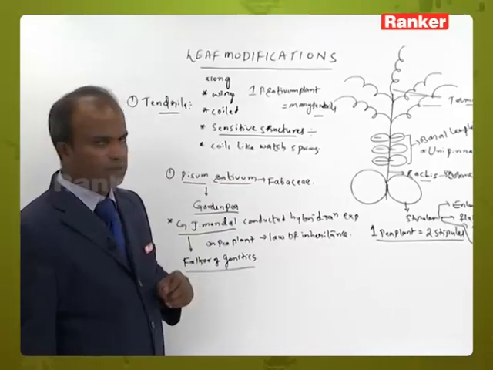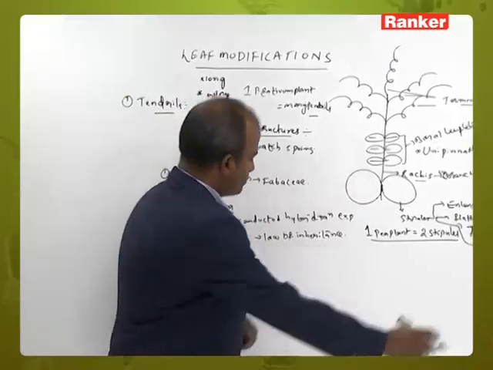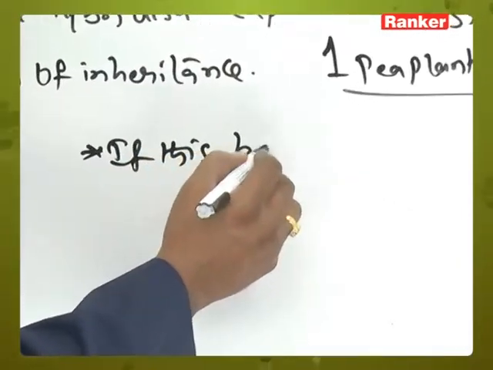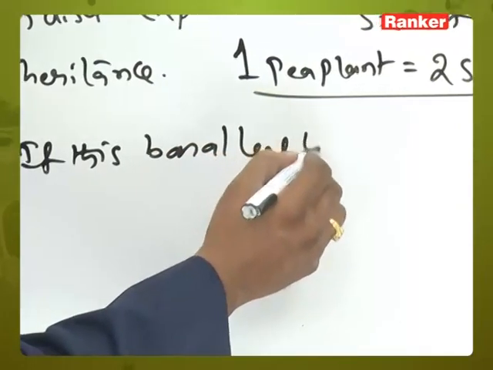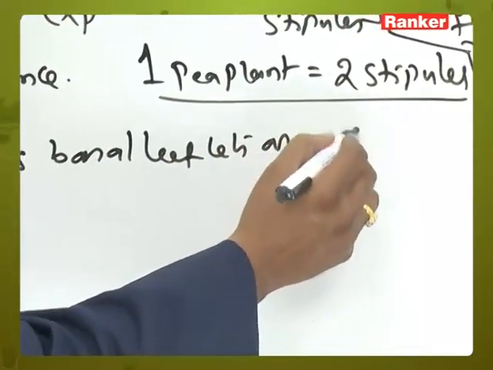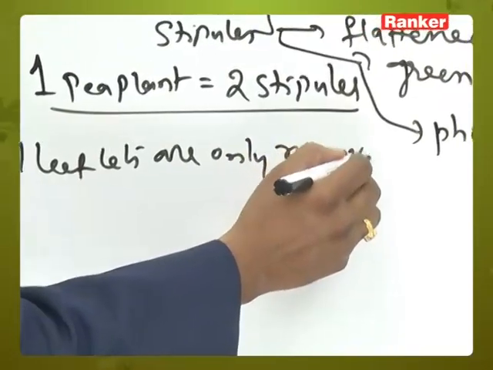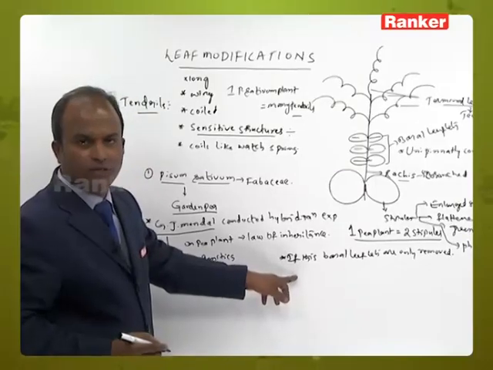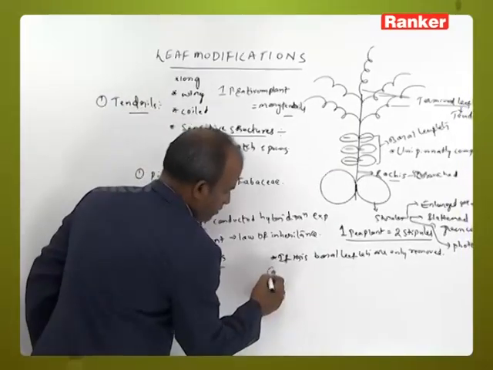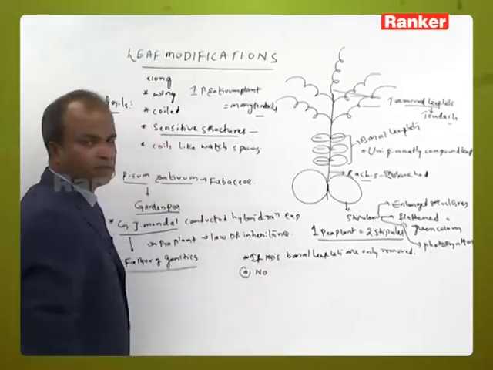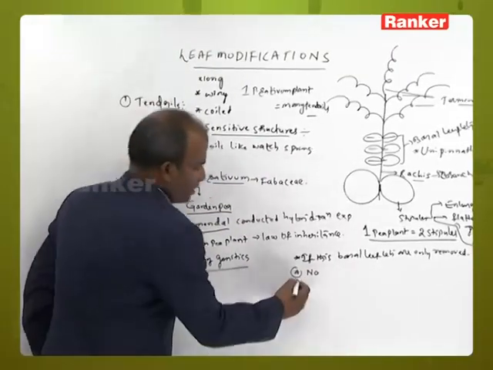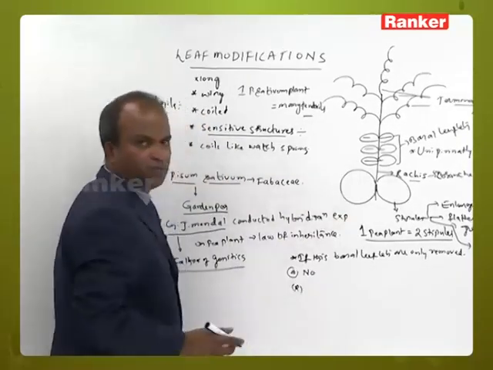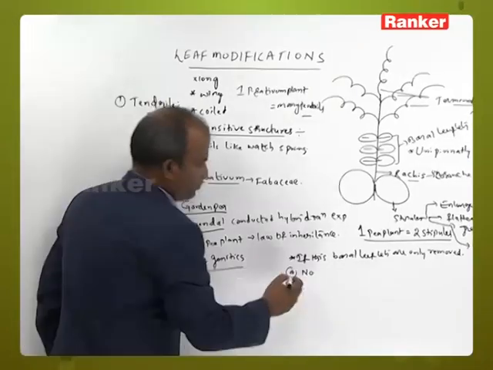One more thing here: if only the basal leaflets are removed, will this plant undergo death? The answer is no, it does not undergo death. What is the reason? The photosynthetic function is performed by foliaceous stipules.